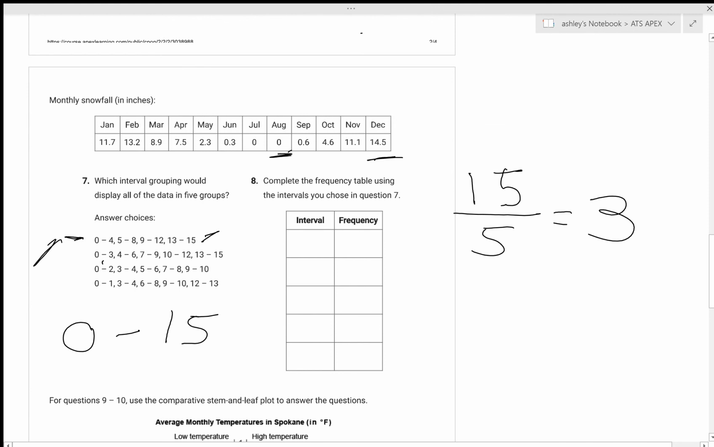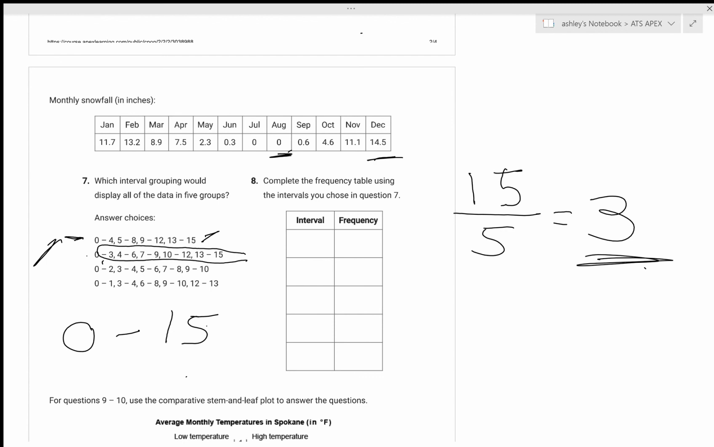Is this one. So you want to look at, it needs to start at 0, which they all did, and it needs to end at 15, which only these first 2 did, and then it's a question of which one breaks it down correctly. I need to have this to be 3 per group, so this 0 to 4 is too many per group.